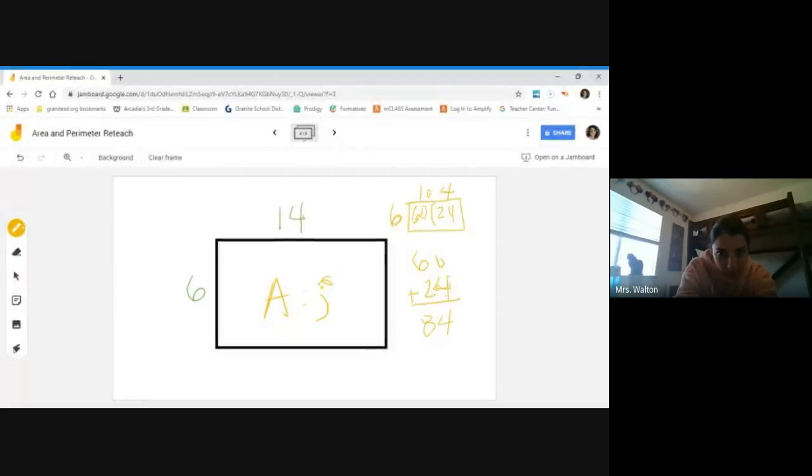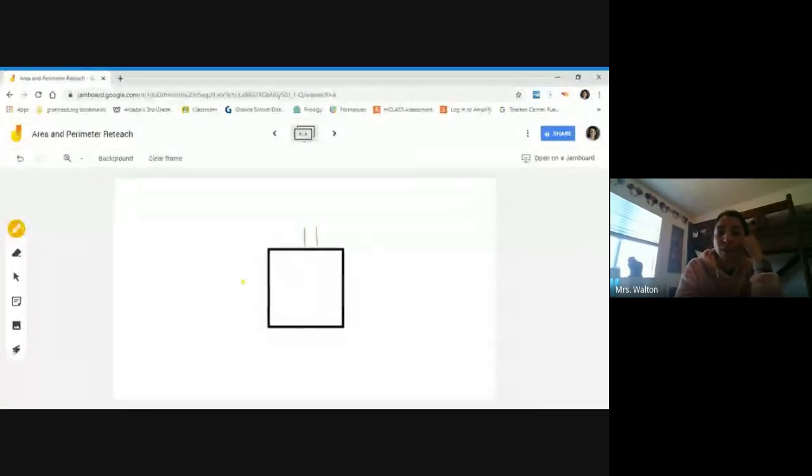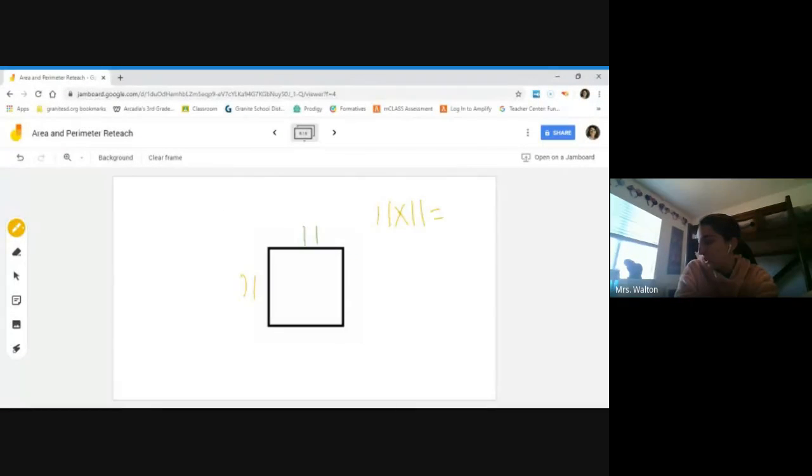Wow, my pen is not wanting to work. 84. Let's take a look at this one. So if you know that this side is 11, you also know that this side is 11, and you just multiply 11 times 11, which is 121. So our area of this square is 121. Got it.